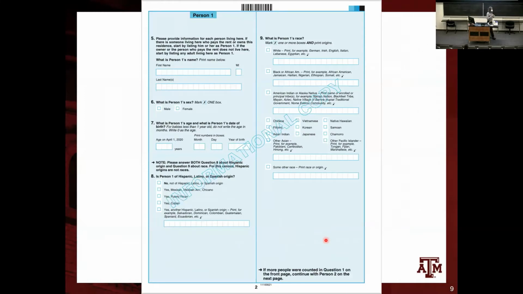And then come the questions for each person. And again, the person answering the questionnaire, either on paper or through the link that they provide, gives information about everybody in the household. So name, sex, what is the person's age, ethnicity, pretty much asking if that person is of Hispanic, Latino, or Spanish origin or not, and you can detail that here. What is the person's race? And this question about race, you can now mark more than one box.